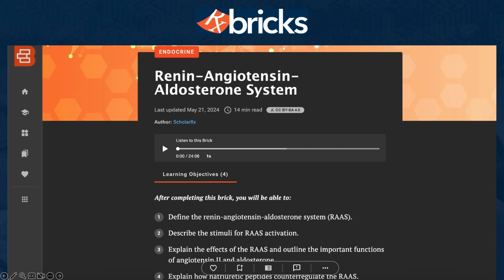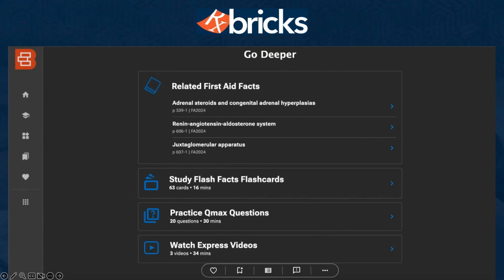If you go to the next page, there's also, at the bottom of it, a way to go deeper. They have First Aid facts that you can always connect to. If you click through, it'll take you to the exact First Aid page that explains each concept and teaches you those concepts.